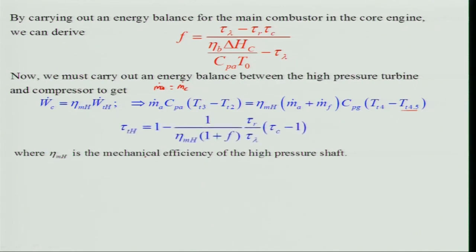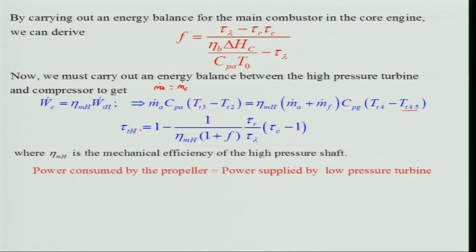Here eta mh is the mechanical efficiency of the high pressure shaft. When you simplify and express it in terms of temperature ratios, you get tau T h equal to 1 minus 1 over eta mh times (1 plus f) tau r divided by tau lambda, multiplied by tau c minus 1. This is the same as what you get for the turbojet engine or the core engine of the turbofan. There is nothing much different; the only thing is that in place of tau t there, here in the turboprop engine we use tau t h.